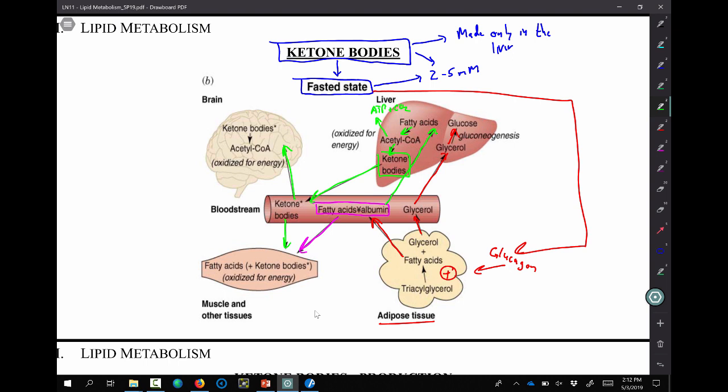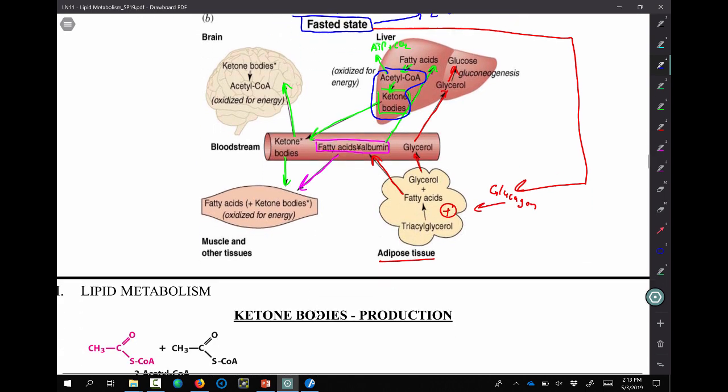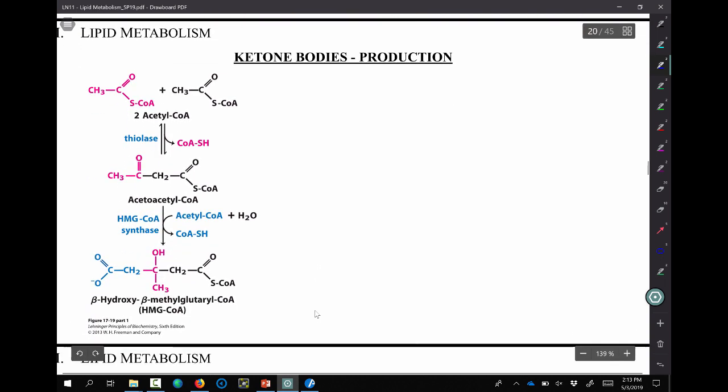Okay, so it's very important that if blood glucose is dropping, then ketone body production goes up to maintain energy levels in the brain. Okay? Right, so what we want to do in the next couple of slides is look at this process. How does acetyl-CoA become ketone bodies in the liver? Again, it happens only in the liver. It's a strange little pathway. Okay, so let's go ahead and look at this.